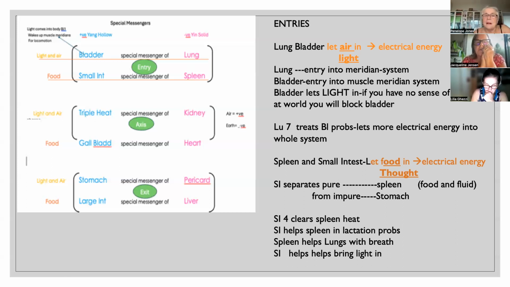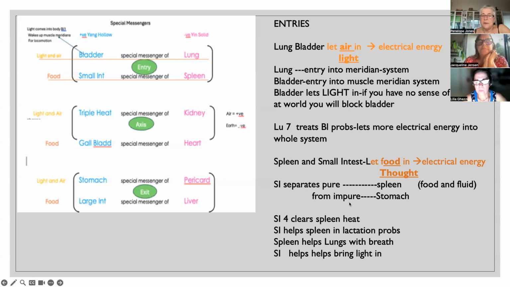I got stuck on pure and impure. Oh, yes, this is about discernment. We're talking about food that has good qi in it and food that's just rubbish. Oh, okay. And that can be either food or it can be fluid or it can be thought. So that's why the small intestine is about discernment. So it's about picking off the good stuff to send it to the spleen. And that's how the small intestine helps with that.